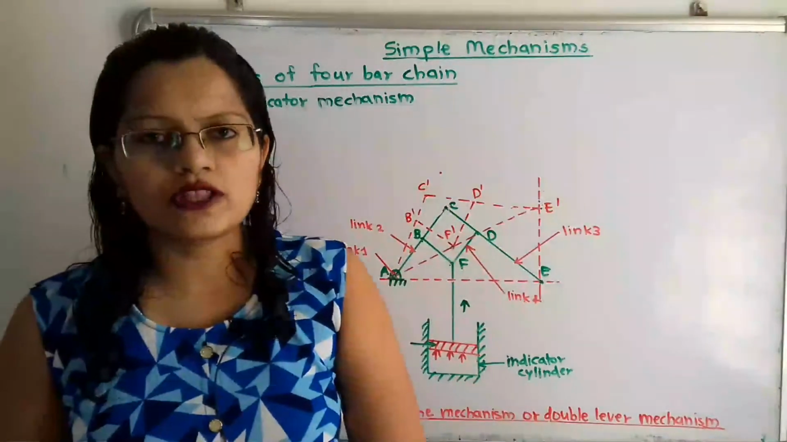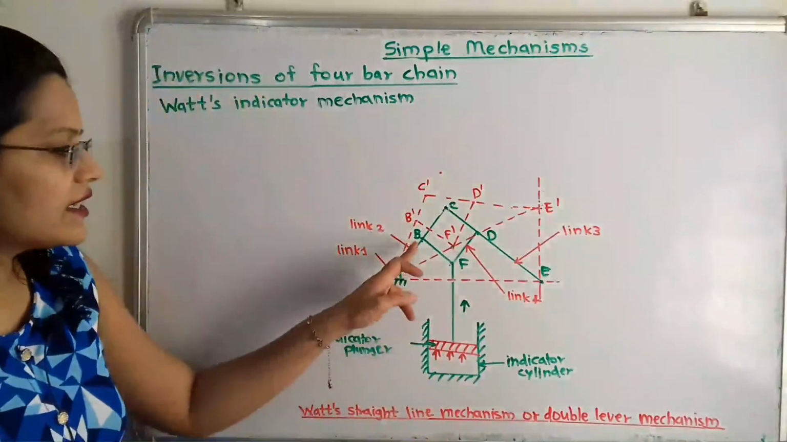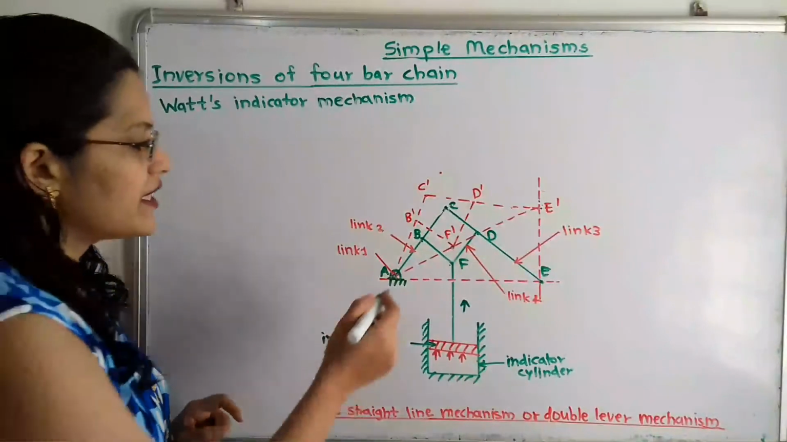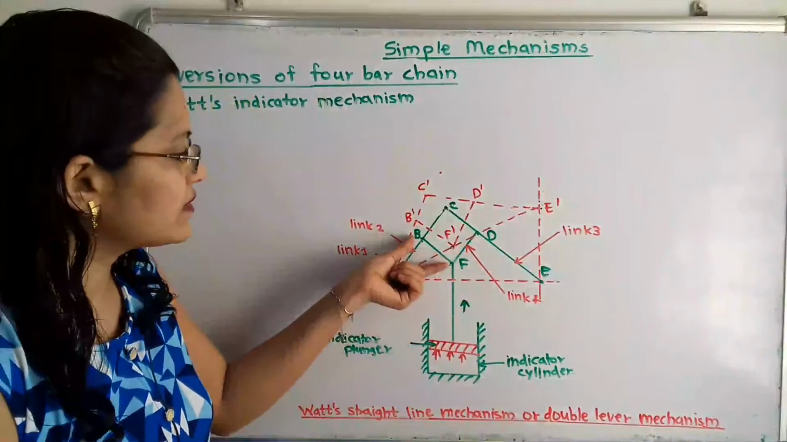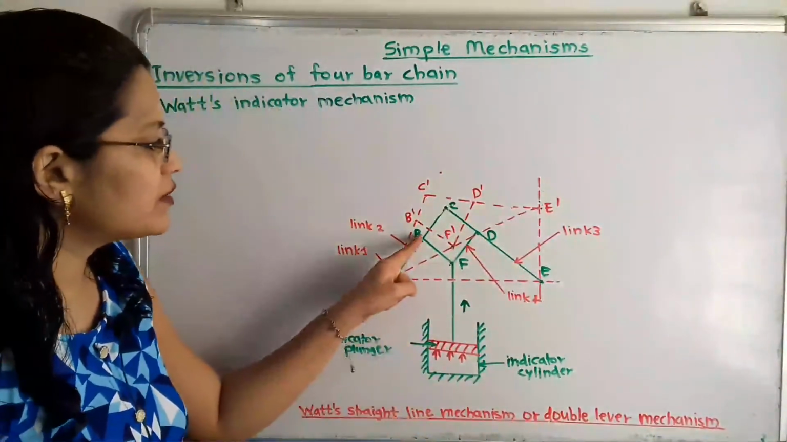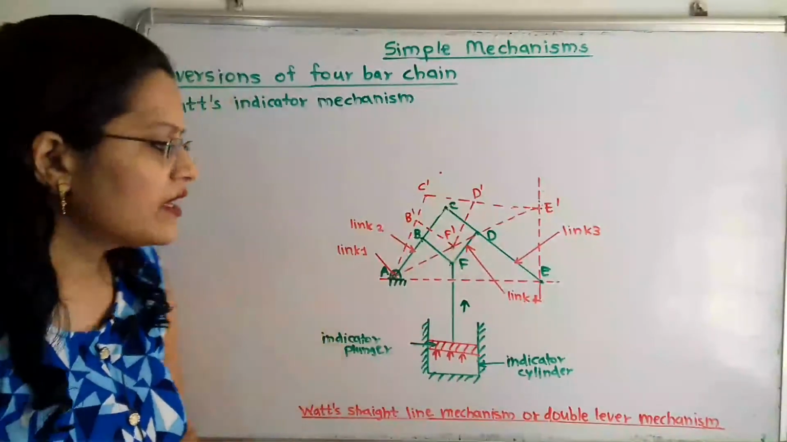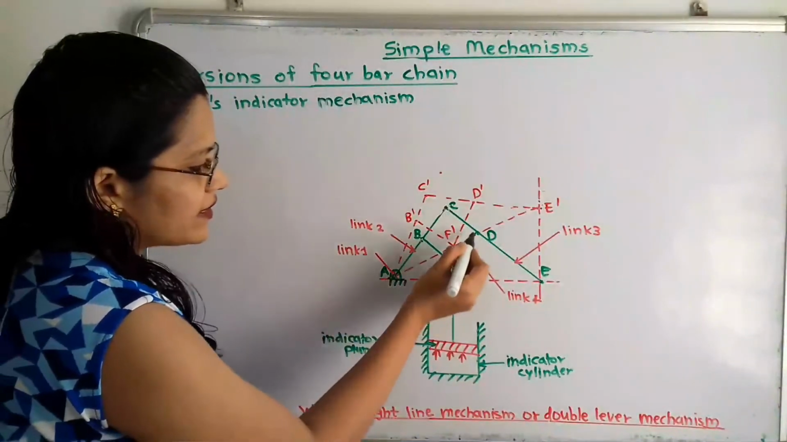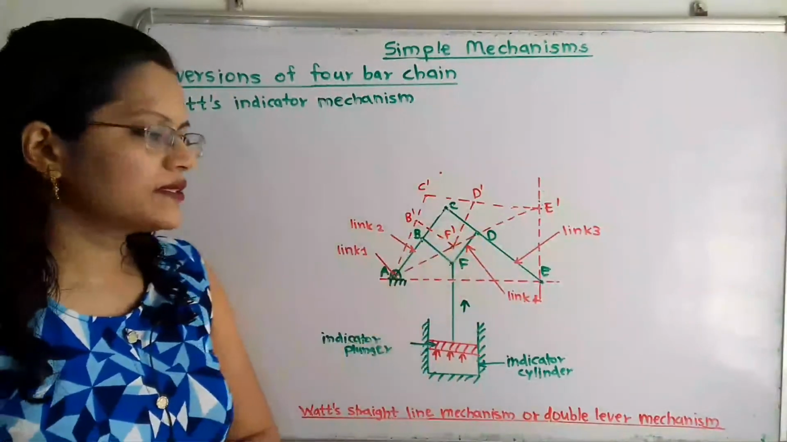Now there is the fourth link, and the two ends of the link are on this link 2 and link 3. So if we observe, link 4 is the link BFD. Now this is the combination of two links, that is BF and FD, but there is no relative motion between BF and FD. That's why this is only a single link. Now for this link 4, one end is on link 2 and the other end is on link 3. So this is an important point.